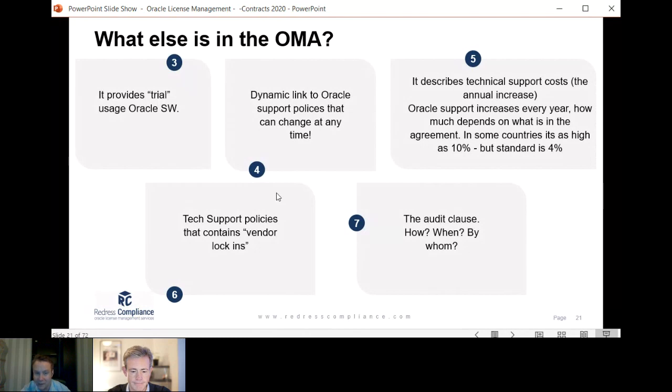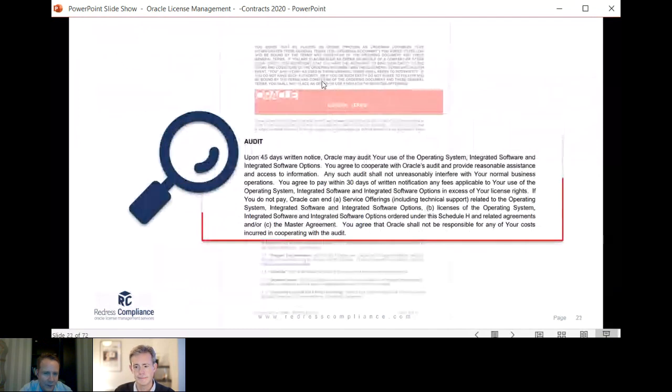And for all license managers or licensing professionals, if you're audited by Oracle, the number one thing you should be doing is, let's have a look at the audit clause. What does it really say? Because you need to review how the audit is conducted and when and by whom. So this is, I think, the old clause.